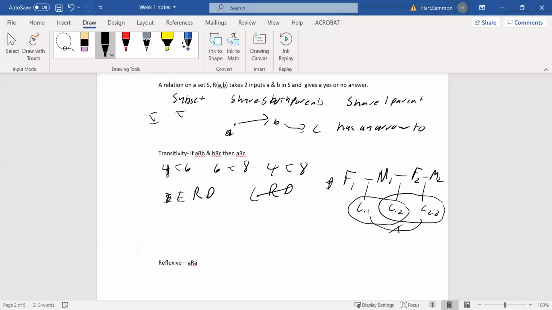but the subset relation, as we already talked about, is a transitive relation. Less than is a transitive relation. Less than or equal is a transitive relation. And shares both parents is a transitive relation. So let's say this side is not transitive, and this side is transitive.